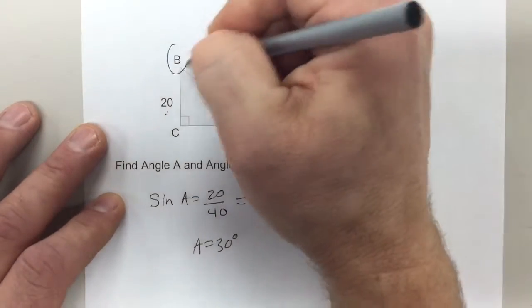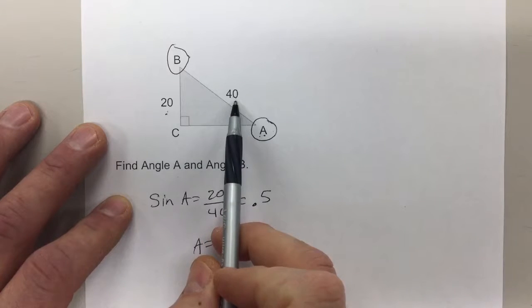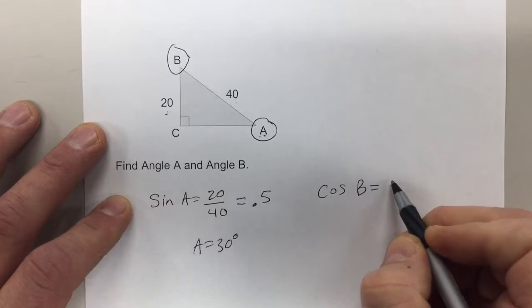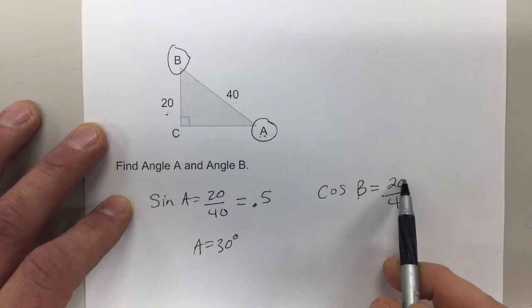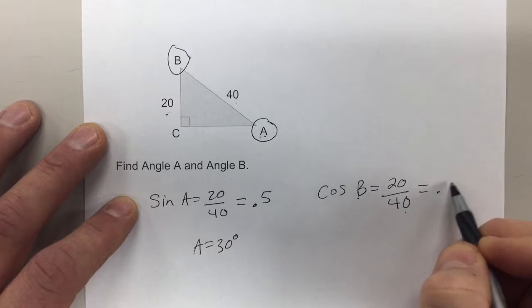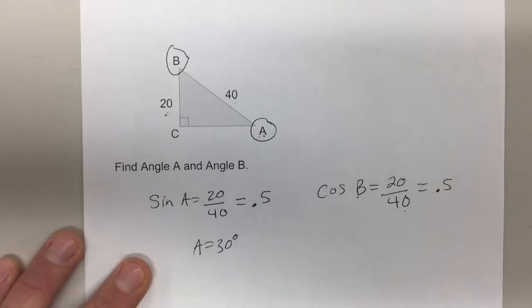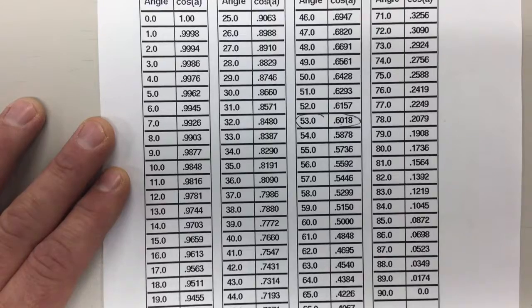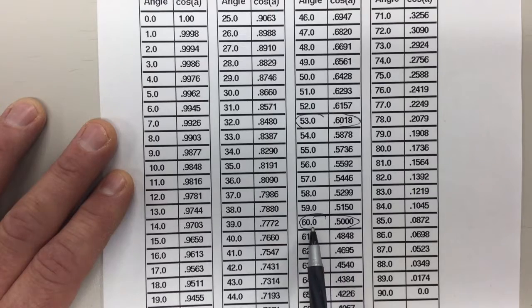For angle B, you'll notice that 20 is the adjacent side and 40 is the hypotenuse. Adjacent and hypotenuse is cosine. So the cosine of B must equal the adjacent divided by the hypotenuse. Again, divide those on my calculator, I get 0.5. So now I need the cosine table, and I'm looking for 0.5. Again, you'll notice I found this one exactly, which means my angle is 60 degrees.